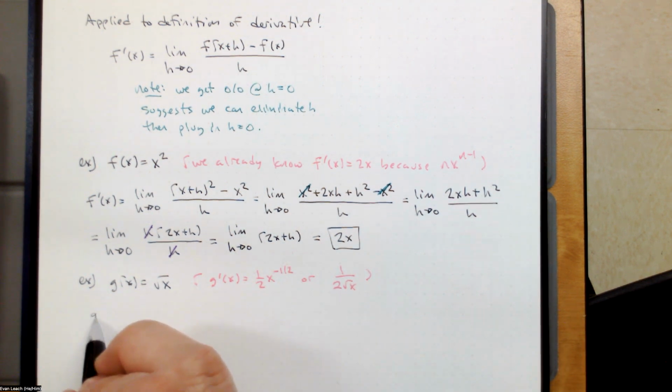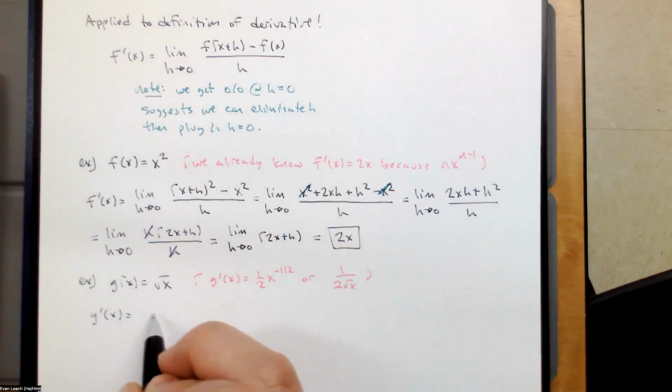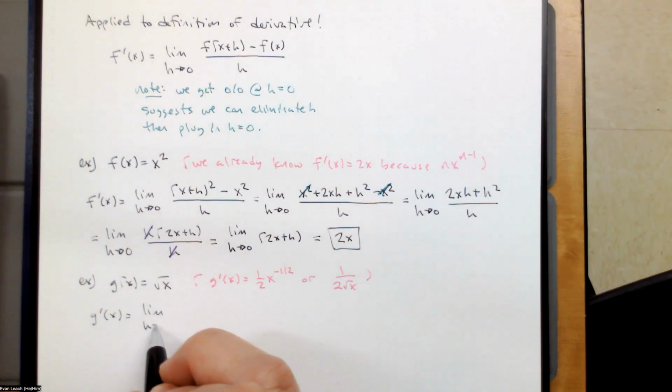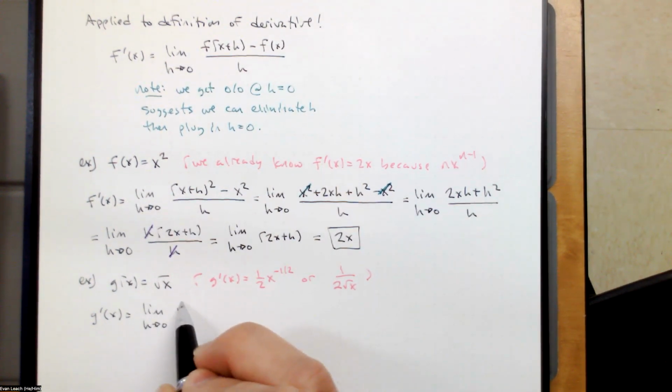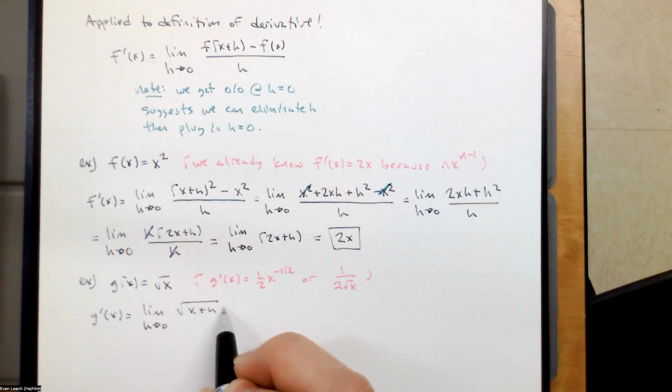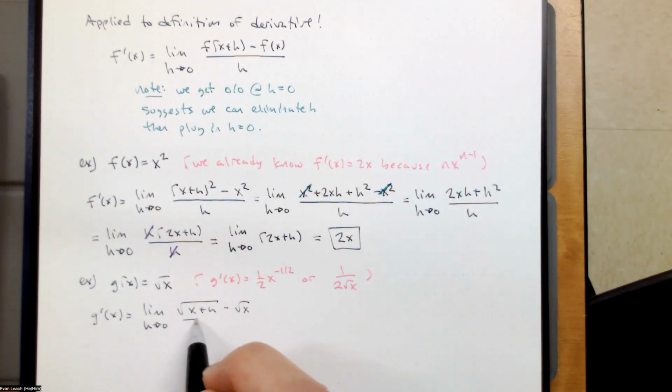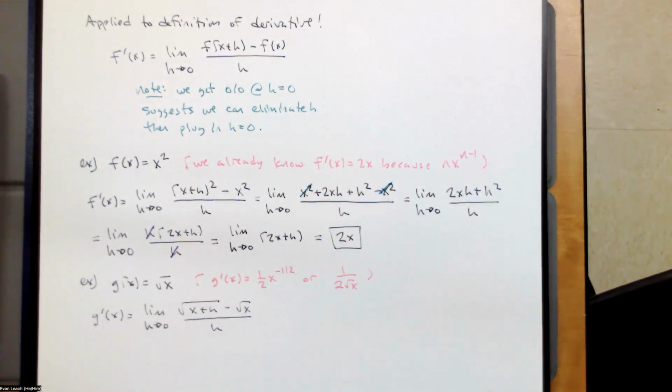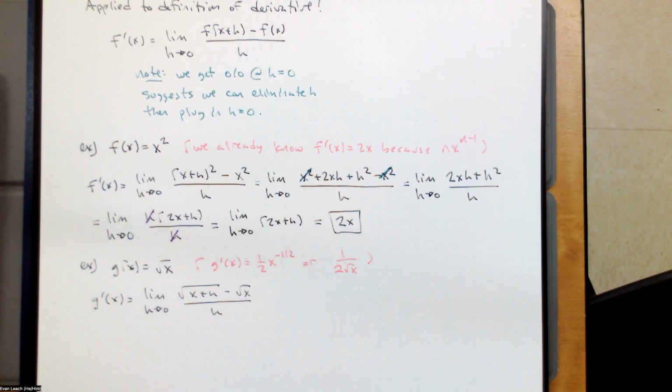Let's do g prime of x is the limit as h goes to 0 of the square root of x plus h minus the square root of x all over h. Once again, at h equals 0, we get 0 over 0, suggesting that there's something algebraic that we can do to cancel things out.